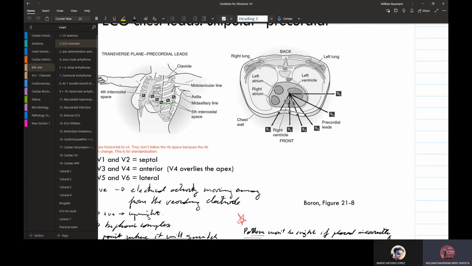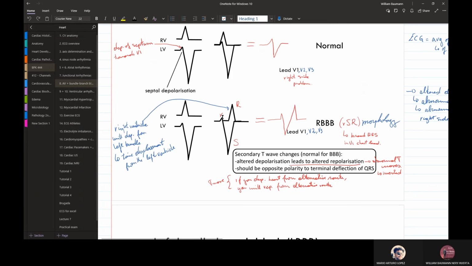The right bundle branch block is complete. So that means there's no depolarization going through. How is it going to go through? Here, it goes to the left and then comes to the right a bit. That's why we see that. That's why we see this R coming towards the V1.